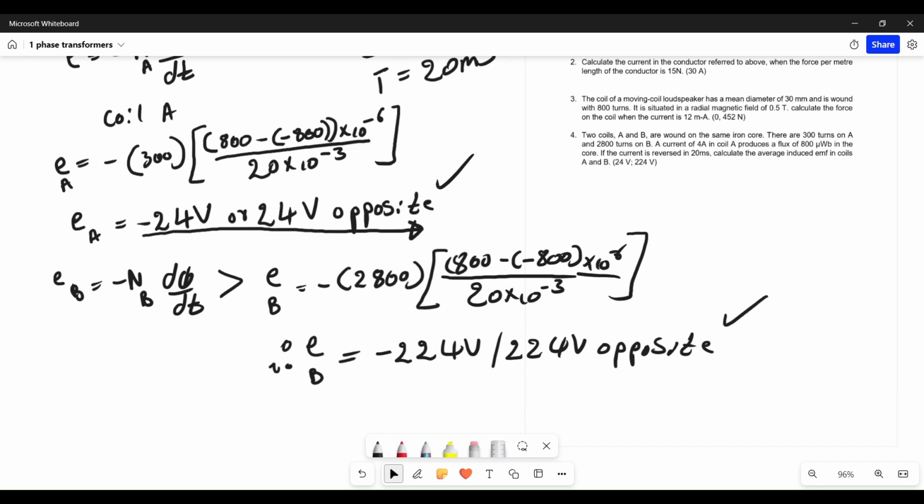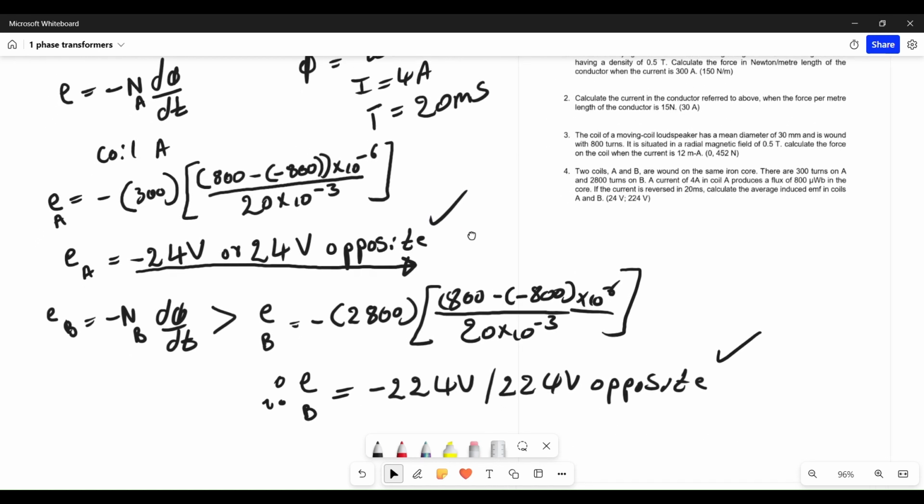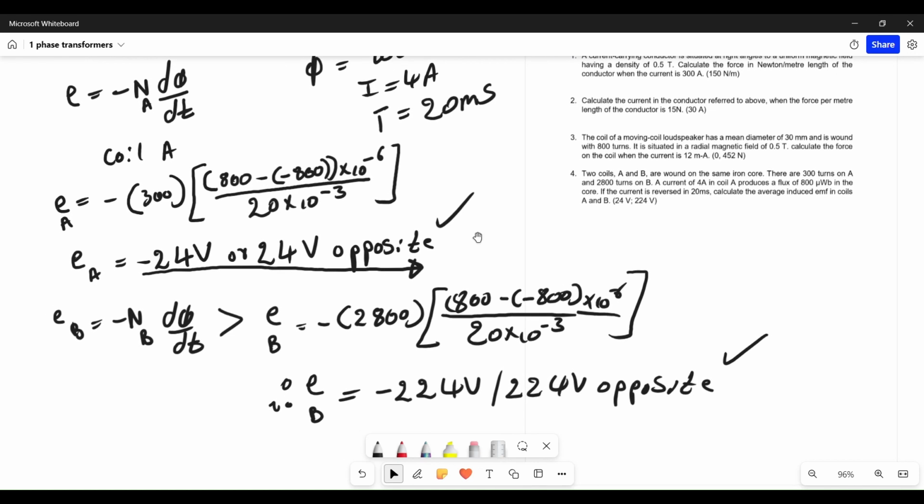So this is how you solve the problems. I don't think that was that complicated. So we've come to the end of solving the 4 questions for single phase transformers.